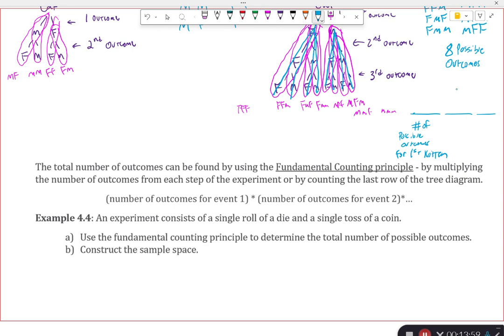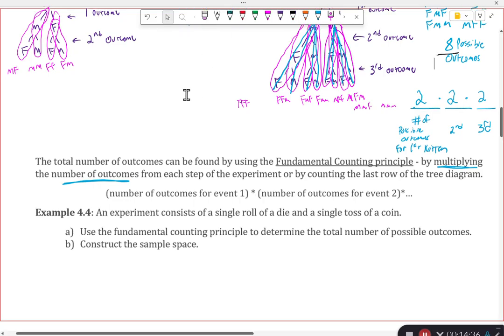Well, we could either have a male or a female, so there are 2 possible outcomes. Then we would have the number of possible outcomes for the second kitten. Again, male or female, only 2 outcomes. And then the number of possible outcomes for the third kitten. Again, only 2 outcomes, male or female. The fundamental counting principle says that we multiply the number of those outcomes. So 2 times 2 is 4, and 4 times 2 is 8. So that's how we can get the total number of outcomes using the fundamental counting principle. It doesn't tell us what those outcomes are, but just tells us how many we should have.